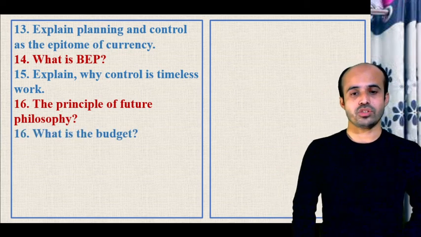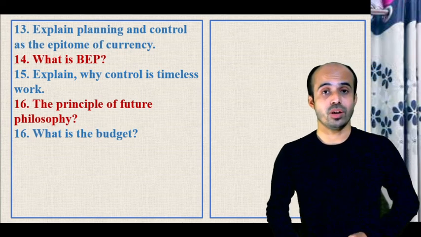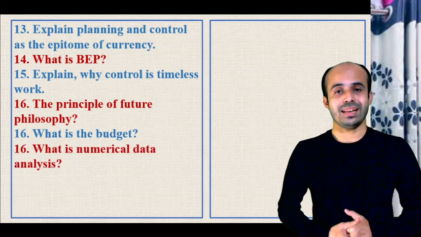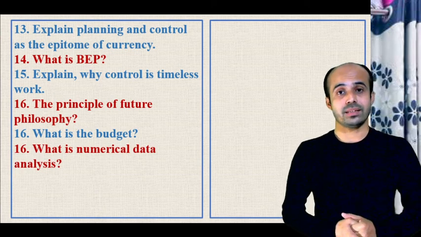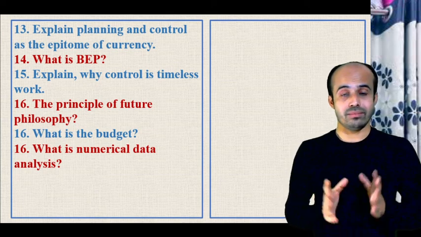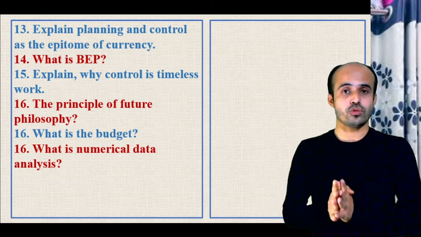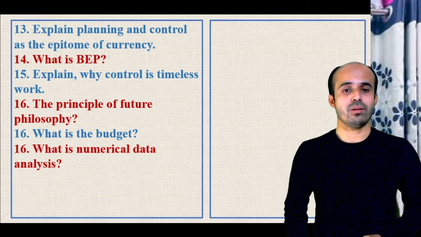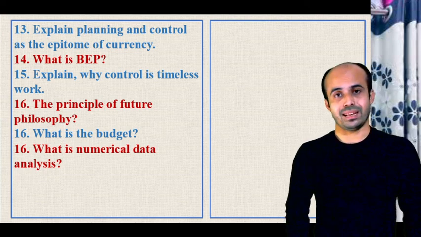Now coming to the next question, what is the budget? You know that a budget is a numerical expression of a future plan. What is numerical data analysis? In an organization, so much data is collected over the last several years. When considering the last year's data to evaluate or control the present activity, that is called the process of controlling by numeric data analysis.